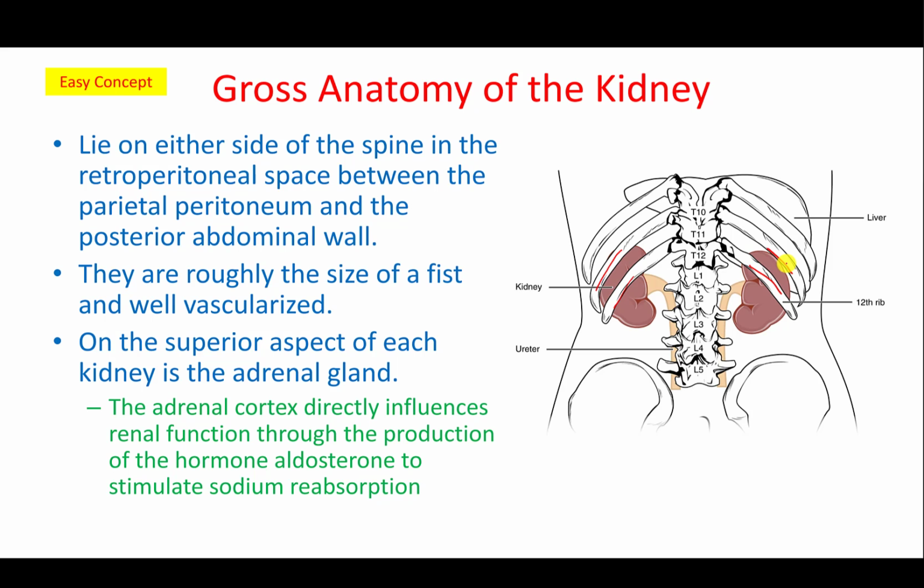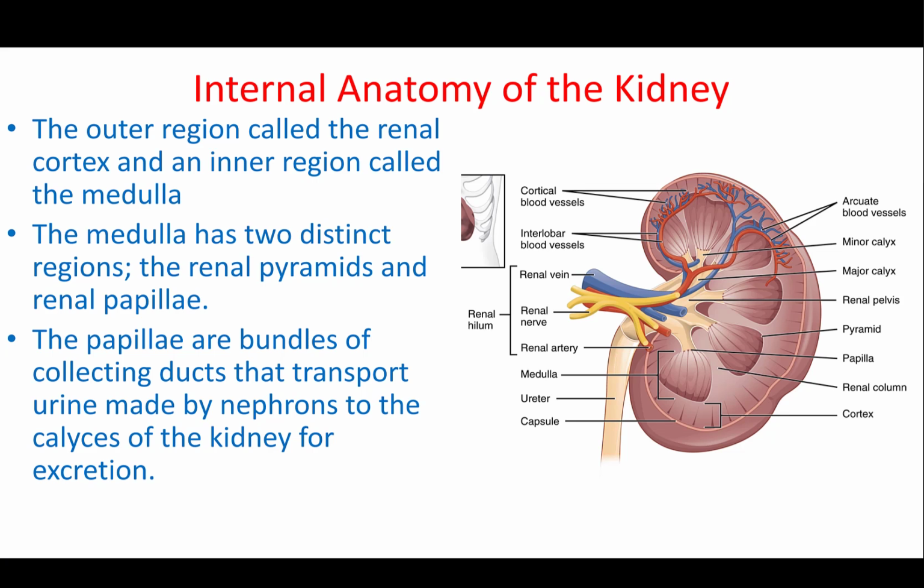So that's why they are called retroperitoneal in their location. They are the size of a fist, and of course above each one of them there is the adrenal gland. If we do a coronal cut in the kidney, we will see different structures.